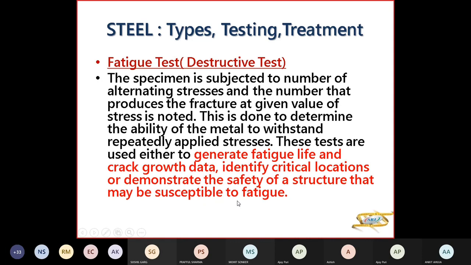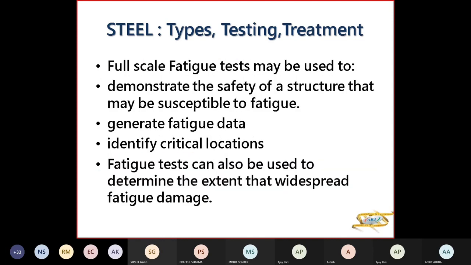जैसे डर्बीशायर की क्लास ऑफ शिप्स में 66 फ्रेम पर फ्रैक्चर हो रहा था. So Derbyshire sank in 2 minutes, and I think one more ship also sank, sister ship sank. So other ships were dry docked and उस एरिया को उन्होंने ठीक किया था because that 66 फ्रेम पे क्रैक होता था. So full scale fatigue test may be required for the safety of structure which can have fatigue, can generate your fatigue data, can identify your critical locations on ship where your fatigue can occur, and it can also determine your widespread fatigue damage.